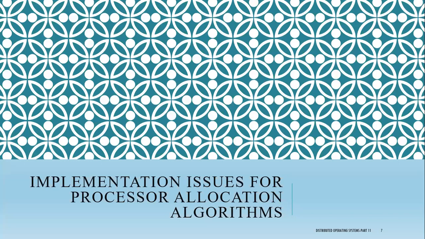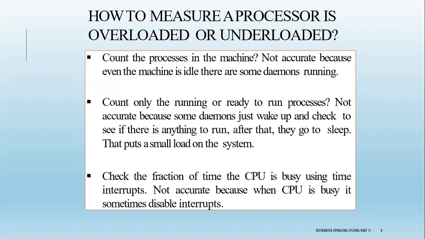Implementation issues for processor allocation algorithms. Whether it is overloaded or underloaded. To start with, virtually all the algorithms assume that machines know their own load, so they can tell if they are underloaded or overloaded and can tell other machines about their state. Measuring load is not as simple as it first appears. One approach is simply to count the number of processes on each machine and use that number as the load.